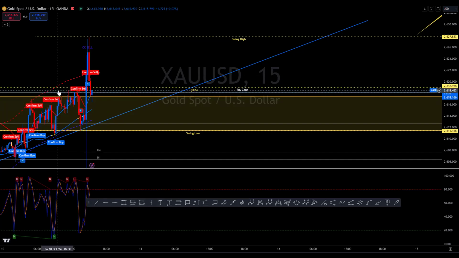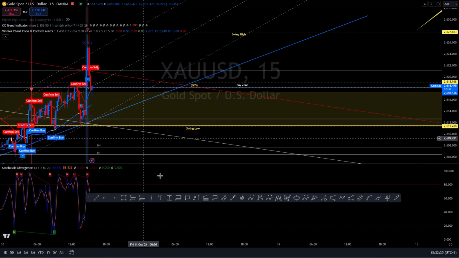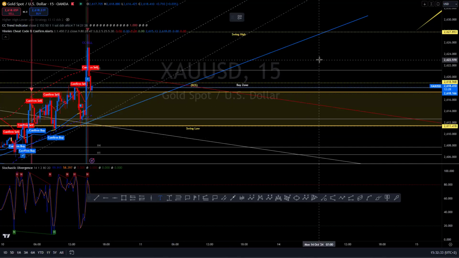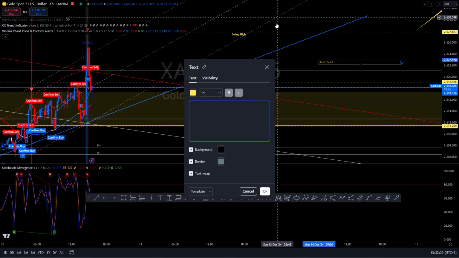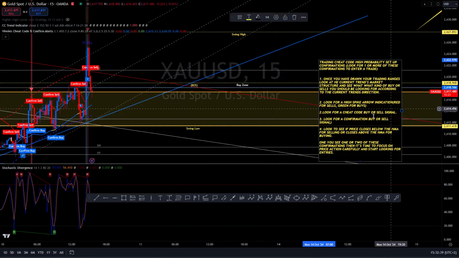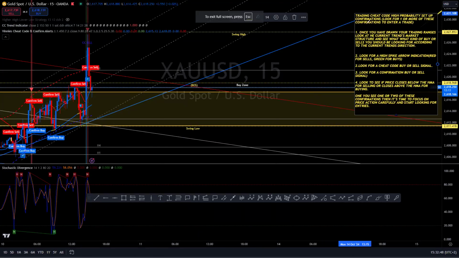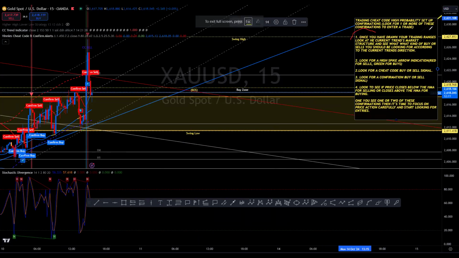Now, the next thing we're going to do is turn on the CC trend indicator, and then we're going to be looking for a confirmation. So let's put our confirmations here. So we've already done step one. We look at the market structure. We're currently overall bullish, so we're looking for counter trend sells and retest buys.